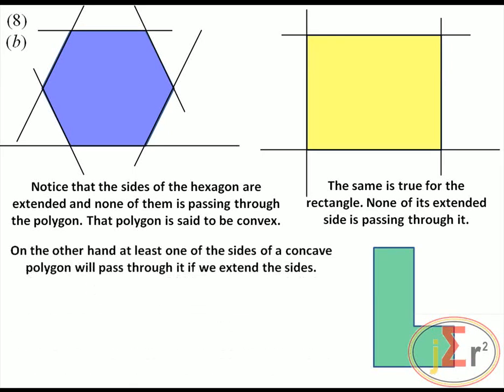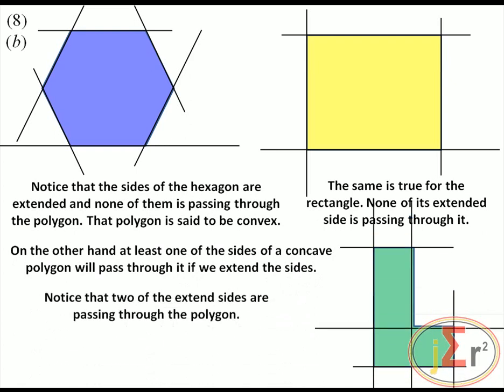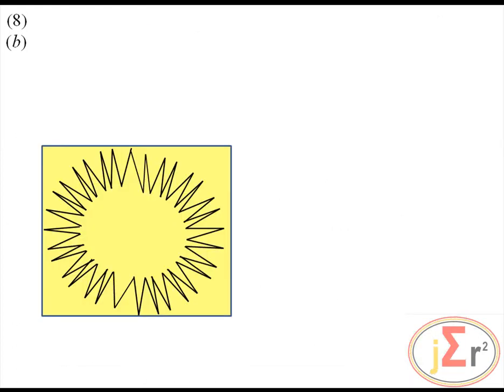What about this one? On the other hand, at least one of the sides of a concave polygon will pass through it if we extend the sides. So we have extended the sides, see? And notice that 2 of the extended sides are passing through the polygon. Those 2, notice them? Those 2 are passing through. When we extend them, they are passing through the polygon, so that polygon is concave. The polygon is therefore concave.